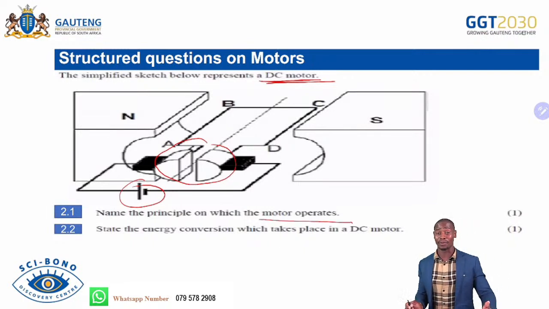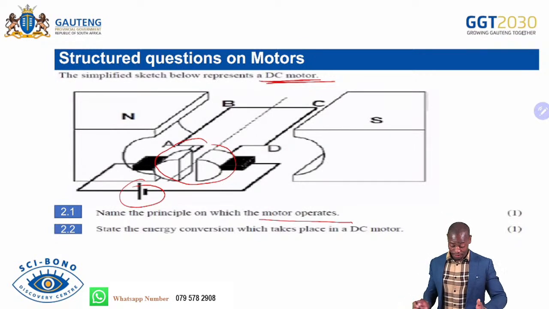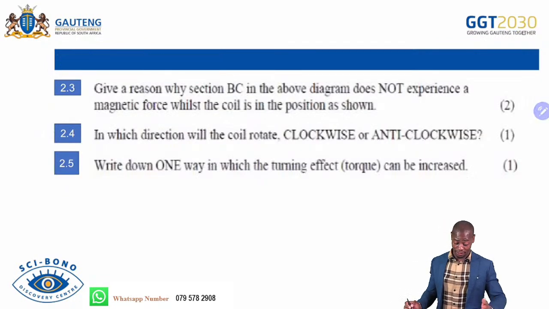So they're saying 2.1, name the principle on which motors operate. All of us, we know it's the motor effect, right? State the energy conversion. When it comes to motors, electrical energy to mechanical energy. So simple questions. Give a reason why section BC in the above diagram does not experience a magnetic force.